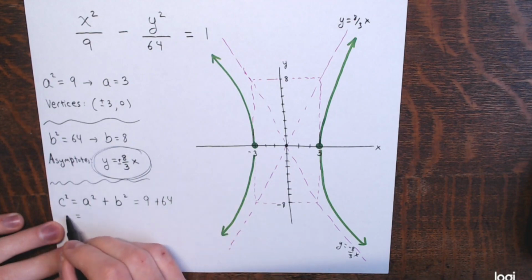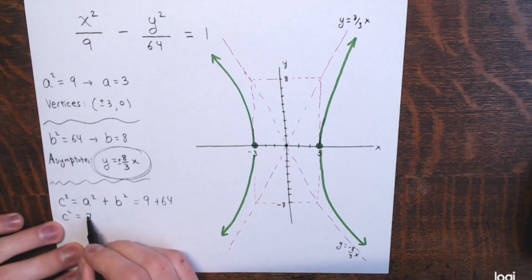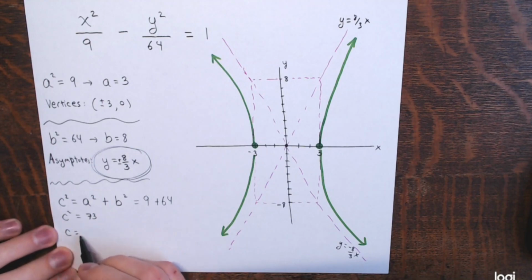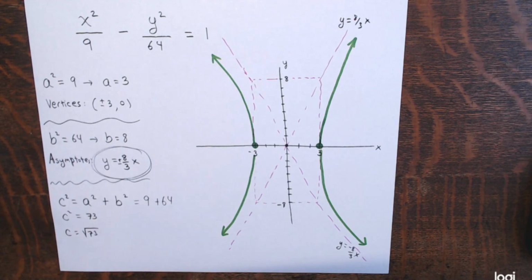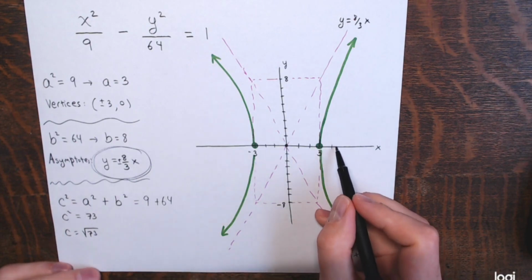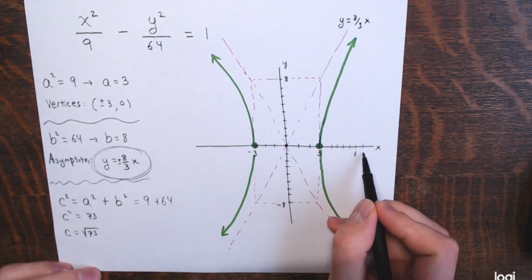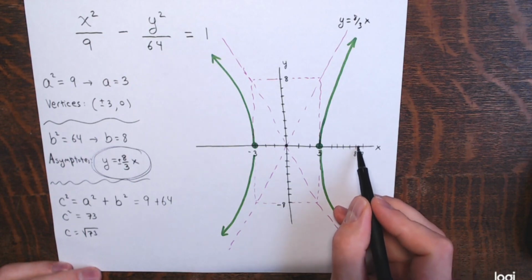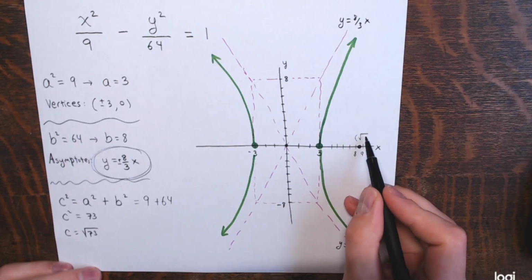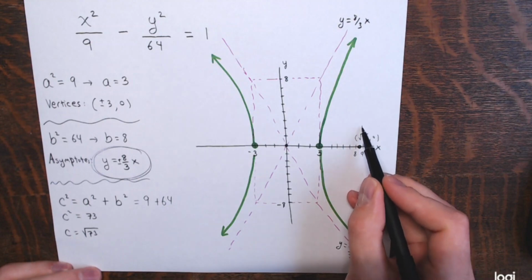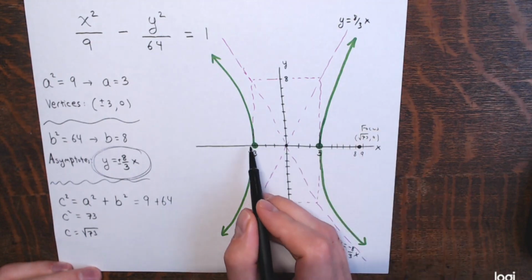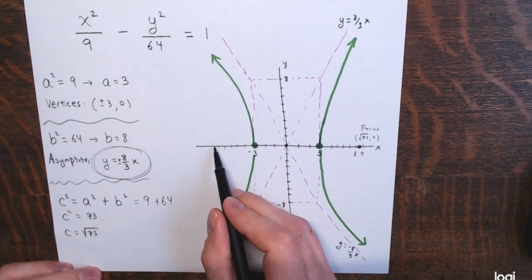So c squared is 73, so c is the square root of 73. And again, the foci are on the transverse axis with the vertices. Now the square root of 73 is between 8 and 9 units. So 4, 5, 6, 7, 8, 9. This is a horrible drawing, but there's the square root of 73 comma 0. That's one focus. And then negative 4, 5, 6, 7, 8, 9. Between negative 8 and negative 9 is the other one.